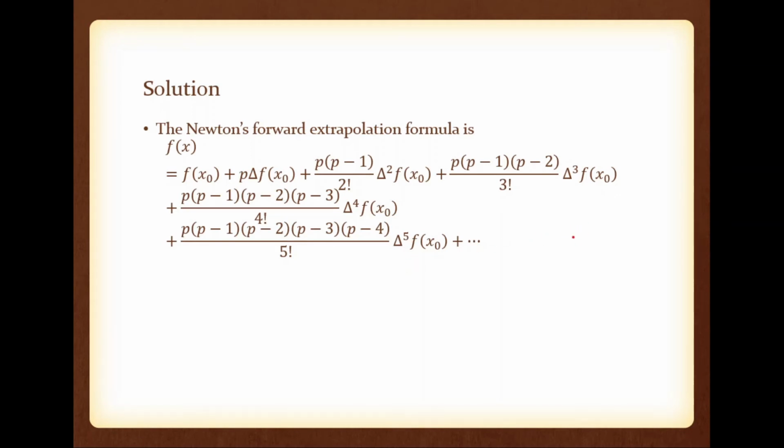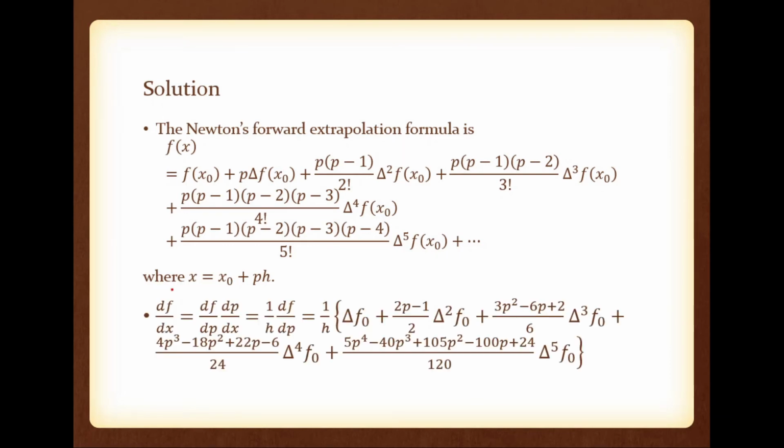Actually, this one is a finite expression, but I am not writing the last term here. The reason is, we already have the difference table. In that difference table, the last element is delta raised to 5 f of x0. So we need the expression up to this point. Beyond that, we do not require it, right? So this is f of x. Now by using this expression, we are going to find df by dx. So please note, x equal to x0 plus ph. Please remember that. So what is df by dx?